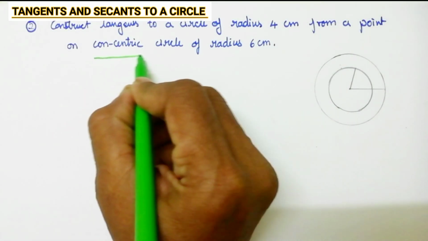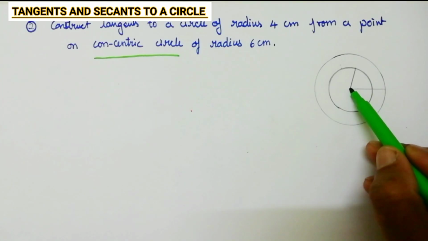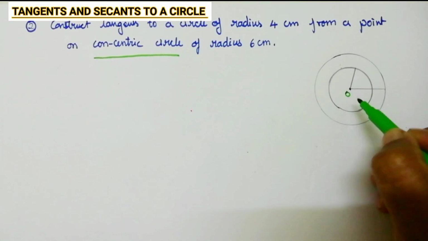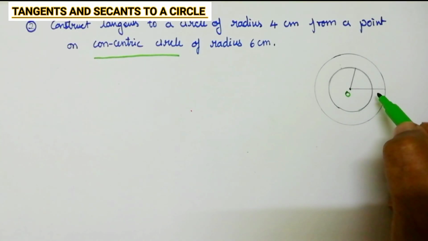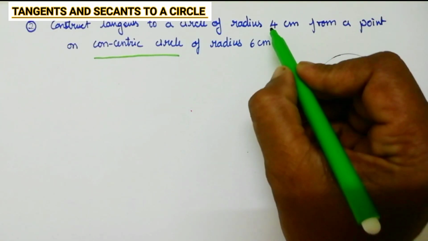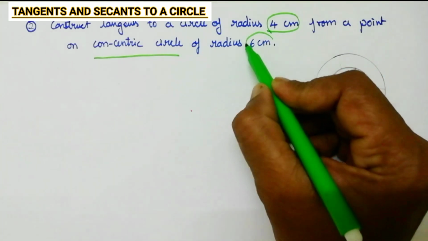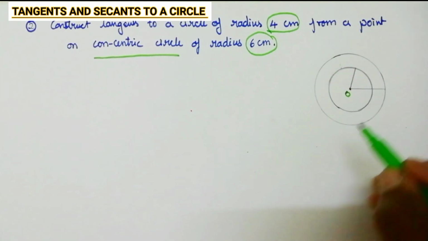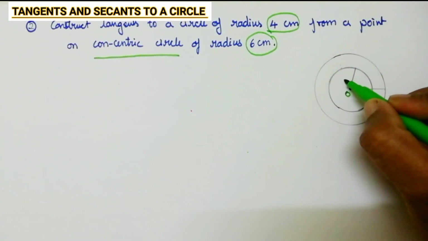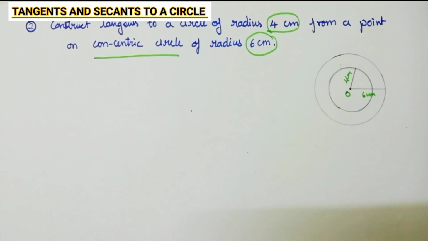It is concentric circle. Concentric circle in the sense, circles having same center but different radii. They have given one circle is of 4 centimeters, another circle is of 6 centimeters. Now inner one will be 4 centimeters, outer circle will be 6 centimeters. Try to draw a rough figure for the given information.